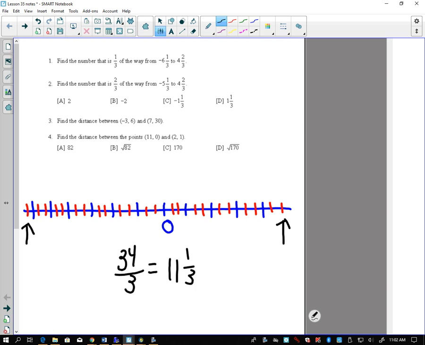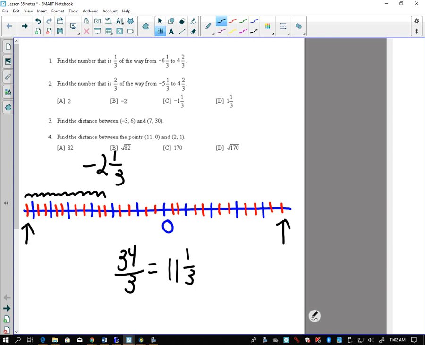So what I could do from here is count 1, 2, 3, 4, 5, 6, 7, 8, 9, 10, 11, and 1/3, right? Okay? I'm just trying to get you to understand this visually. Okay? So that's -1, -2, -2 and 1/3, right? So does that make sense to a degree?